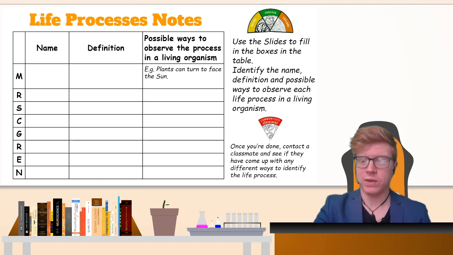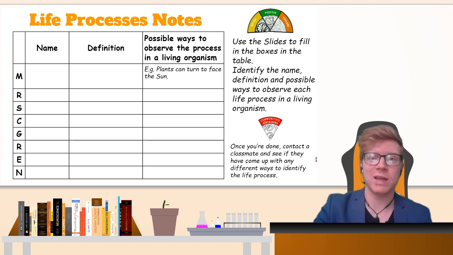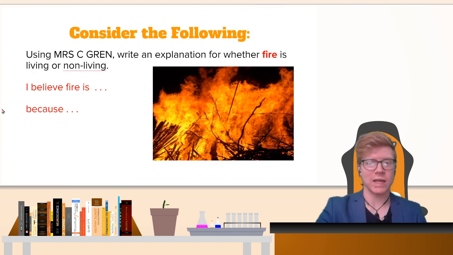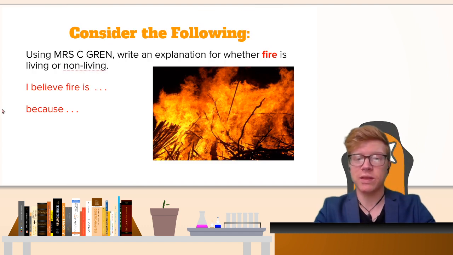Once you're done, you can contact a classmate, maybe even during our Google Meet this week, and see if they've come up with any different ways of identifying the life processes, or if they have differences in their definitions or observations that they've got. So something for you to work on. Additionally, there are a couple of things for you to consider.